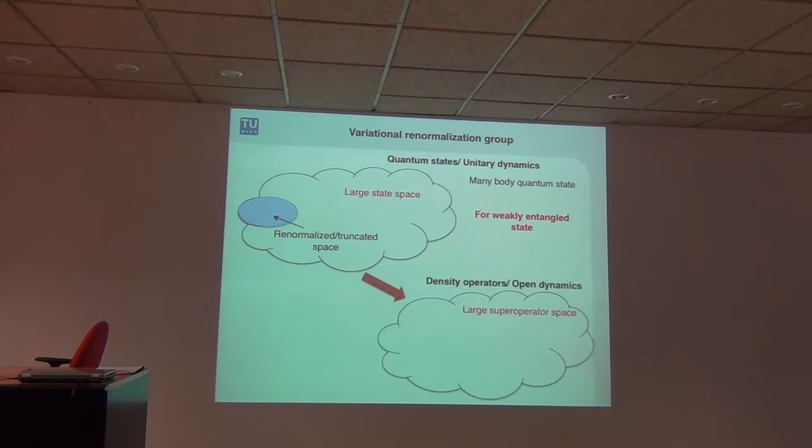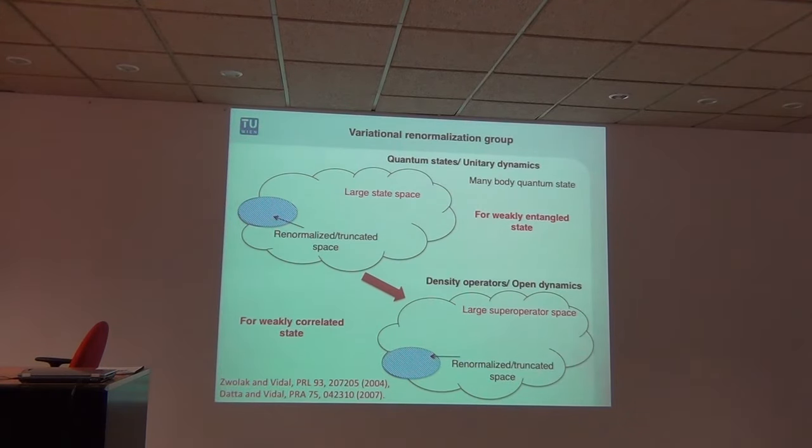A similar idea can also be now extended to density operators to study open dynamics of the system. Now, instead of the Hilbert space of the quantum state, you have a large superoperator space that defines the density matrix. And this density matrix, if it's weakly correlated, can also be represented in a much smaller operator space. Now, there's a difference. In the first instance, I'm invoking entanglement to say that it can be represented in a smaller space. In this case, I'm saying the total correlations of the system must be small so as to allow me to represent it in a much smaller Hilbert space. And this was shown in this PRL in 2004, where this kind of an analogy can, in principle, exist.